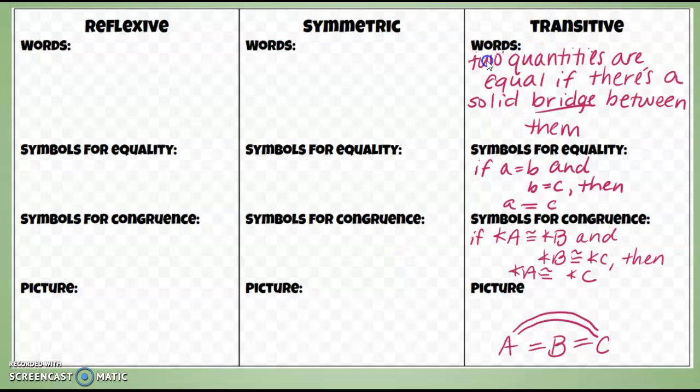All right, transitive. Two quantities are equal if there's a solid bridge between them. I could have written something else. I could have written something like, if one quantity is equal to the second quantity, and the second quantity is equal to a third quantity, then the first quantity is equal to the third quantity. I just don't like to write it out that way. So two quantities are equal if there's a solid bridge between them.